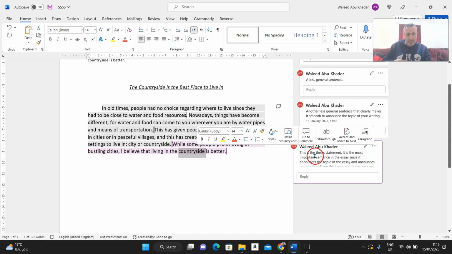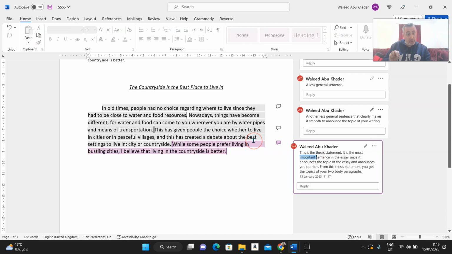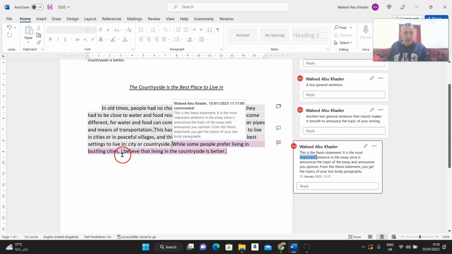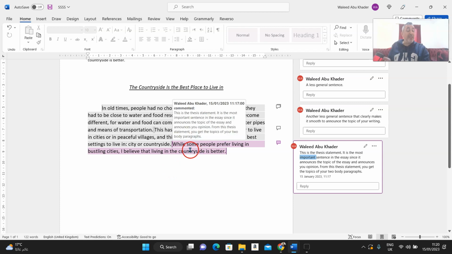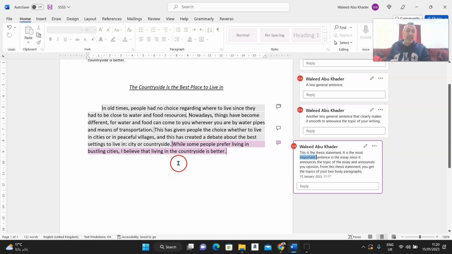And here, this is the most important sentence of the essay, which is the thesis. Here, you announce the topic and you announce your point of view. While some people prefer living in bustling cities, which means very busy cities, I believe that living in the countryside is better. Now, by this, we finish the introduction. Now, I want you to pay extra attention to the thesis. Why? It announces the topic. It announces your opinion, and from it you get the ideas of the 2 body paragraphs.